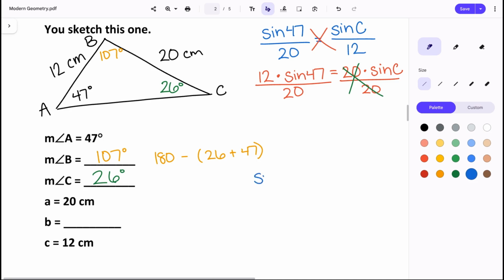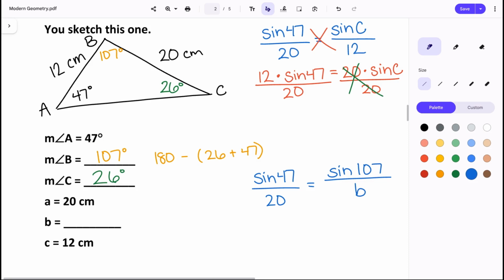Sine of 47 over 20 equals sine of 26 over B. Oh, sorry, 107. Yeah, 107. Now we're back to what we started with. Do we always start with sine A? You don't always start with sine A. Sometimes they'll give you, it just happens on a lot of, well, like the first example that we had, we started with sine of angle C over little c.